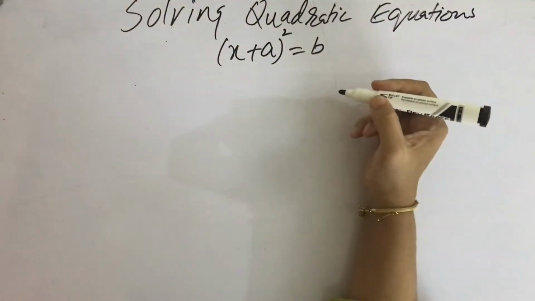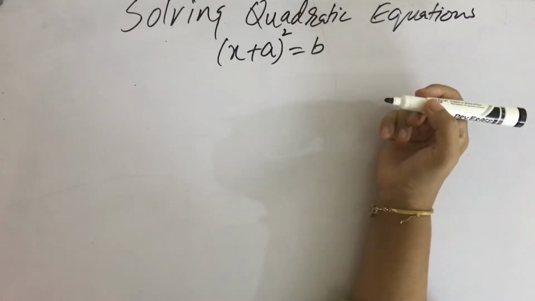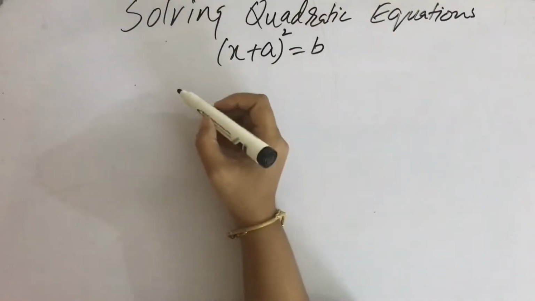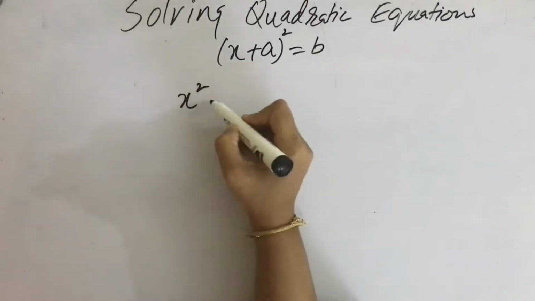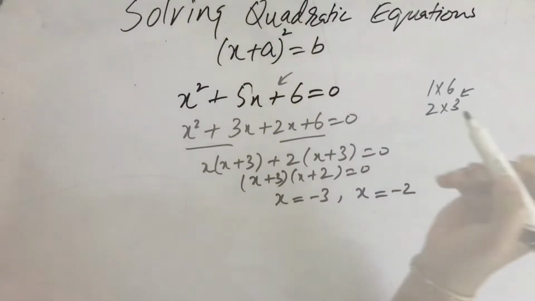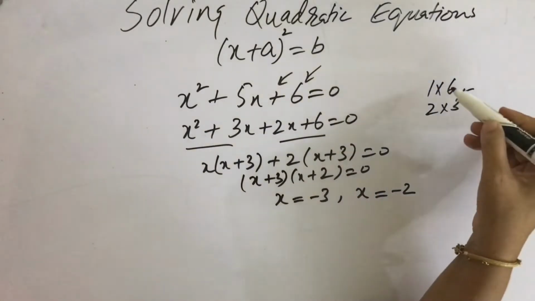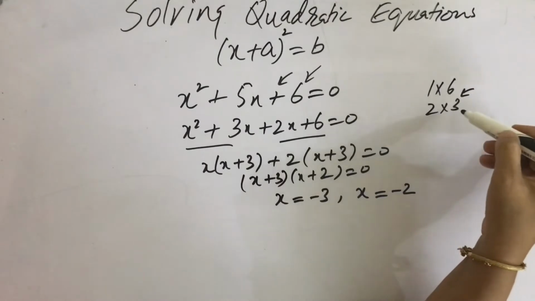Welcome back, dear students. In my last video we did solution of quadratic equations using the factorization method, and the last question which I did there was x square plus 5x plus 6 equal to 0. How we did it? You know that we have found all the factors of 6. We have only two options, 1 and 6, 2 into 3.